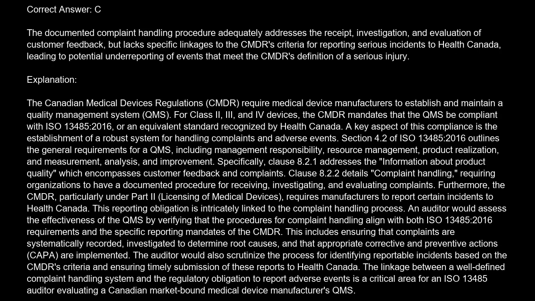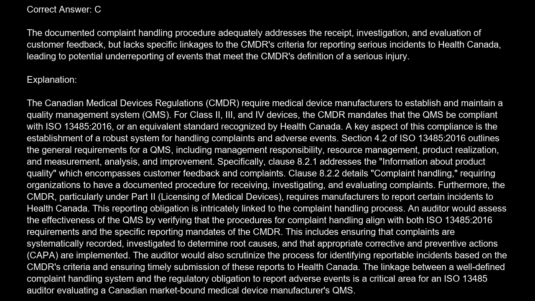The correct answer is C. The documented complaint handling procedure adequately addresses the receipt, investigation, and evaluation of customer feedback, but lacks specific linkages to the CMDR criteria for reporting serious incidents to Health Canada, leading to potential underreporting of events that meet the CMDR definition of a serious injury.